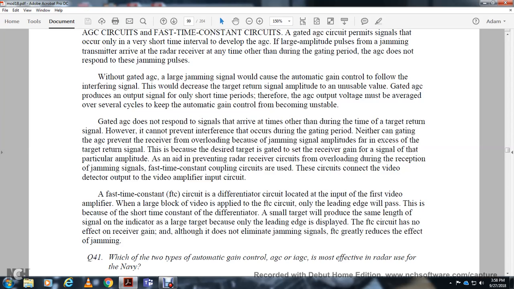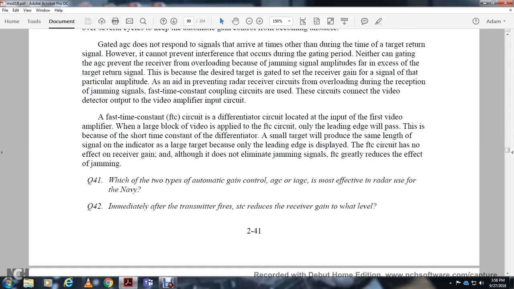This is because of the desired signal. A series of receiver gain limiting of the signal above a particular amplitude is used as an aid in preventing radar receiver overloading during reception of the jamming signal. The fast time constant coupling circuit connects the video detector output to the video amplifier input circuits. The fast time constant circuit is a differentiator circuit located at the input of the first video amplifier. It blocks large video amplifier signals and passes only the leading edge of the pulse.